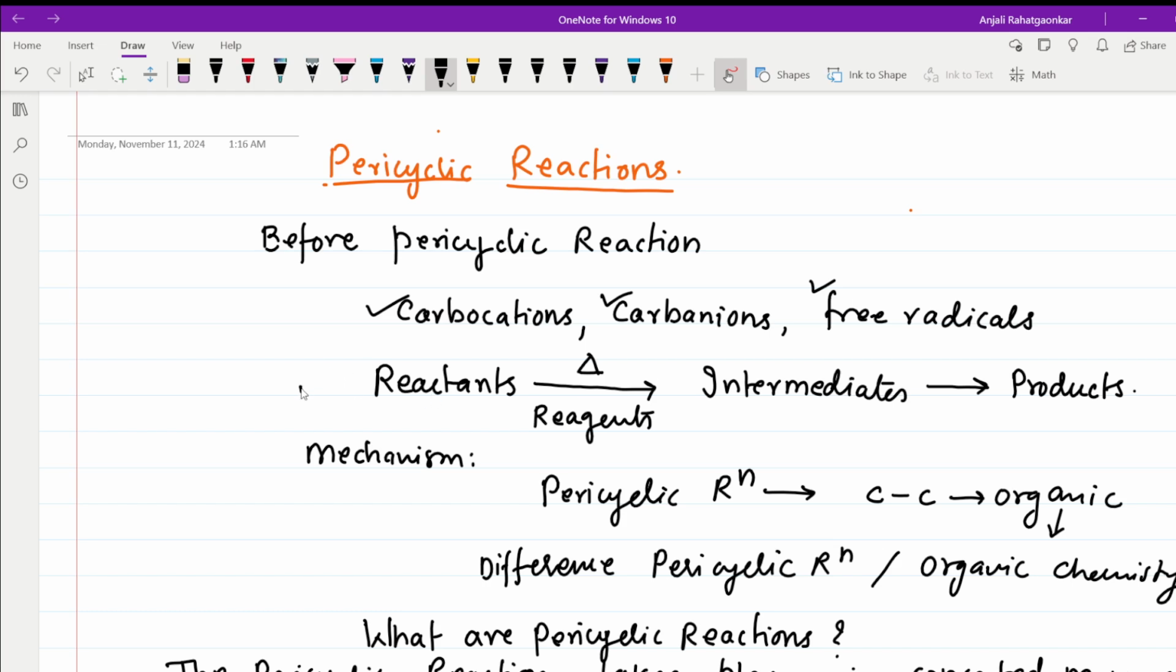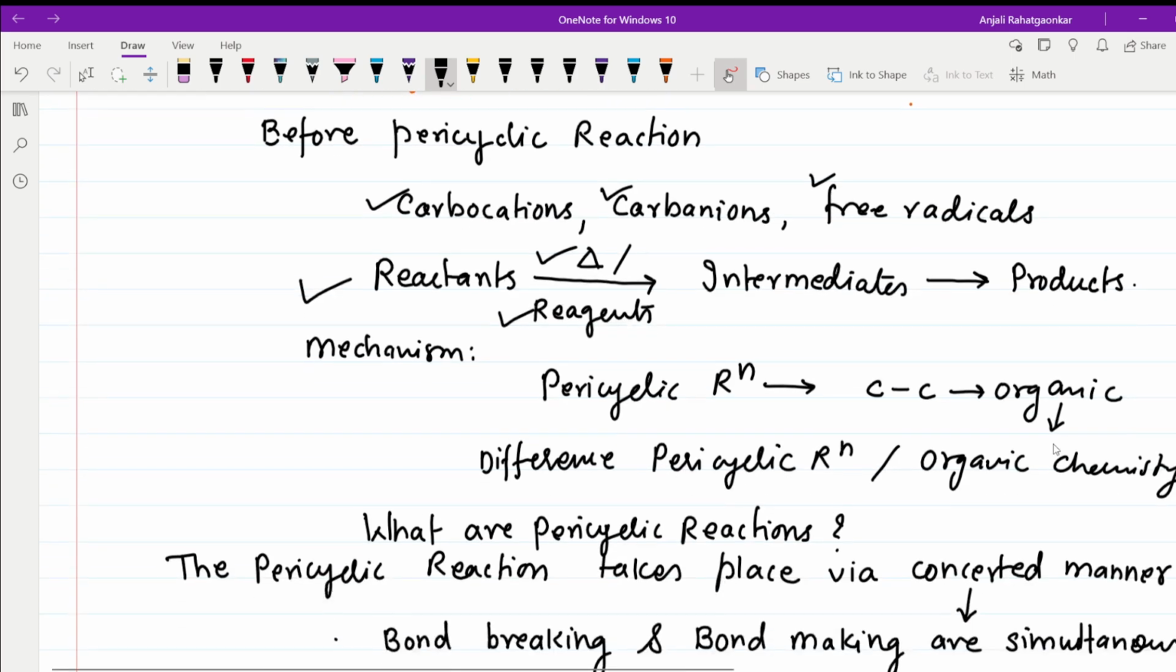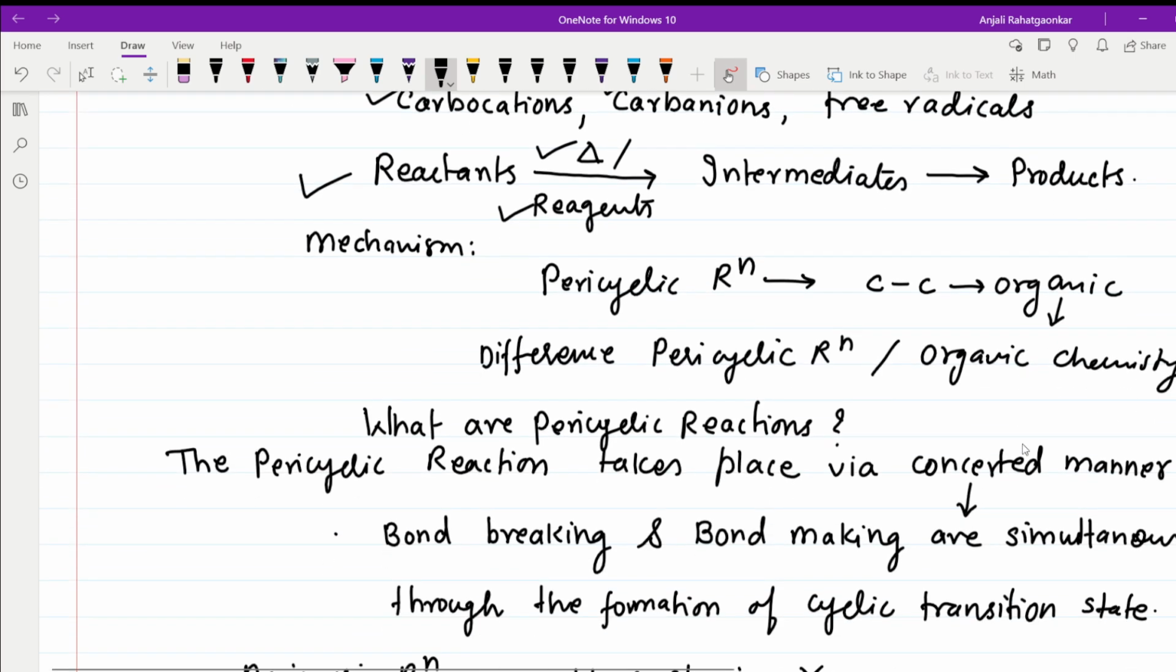So reactants undergo some changes under the influence of various parameters we are using, such as reagents, heat, pressure, etc., to initiate the reaction. Intermediates are formed, and finally we achieve the formation of products. This is the general mechanism we have seen in organic reactions, that is SN1, SN2, E1, E2, etc. But the pericyclic reaction is totally different from whatever reactions we have seen till date.